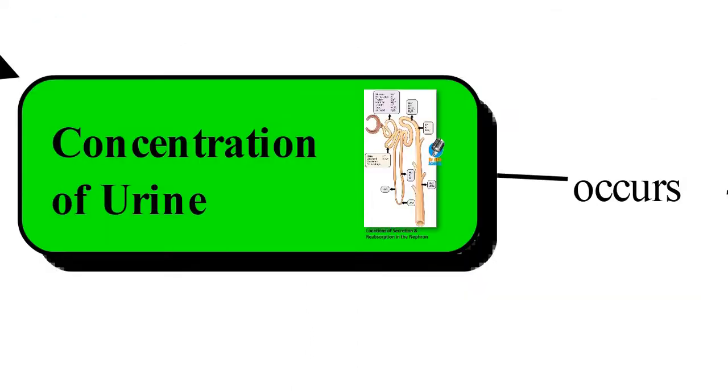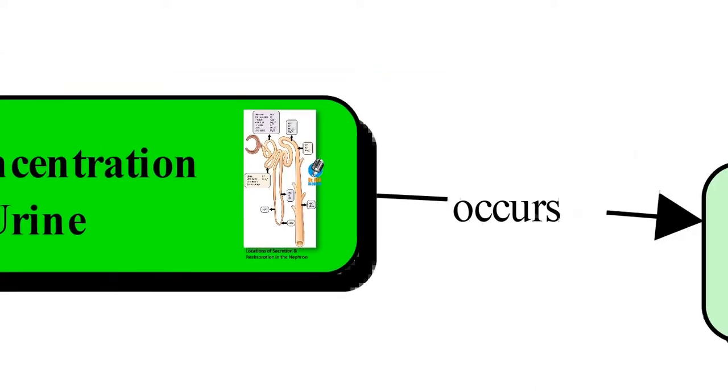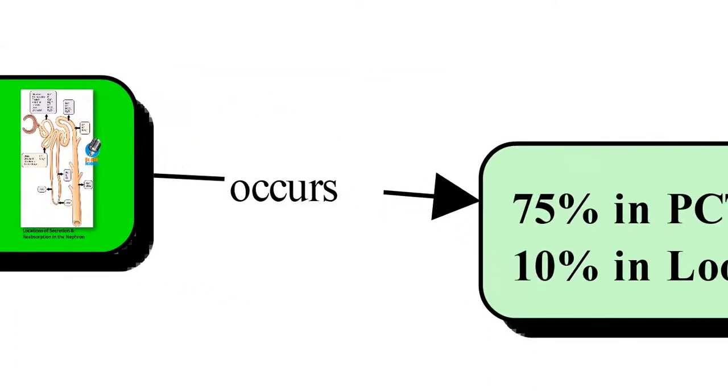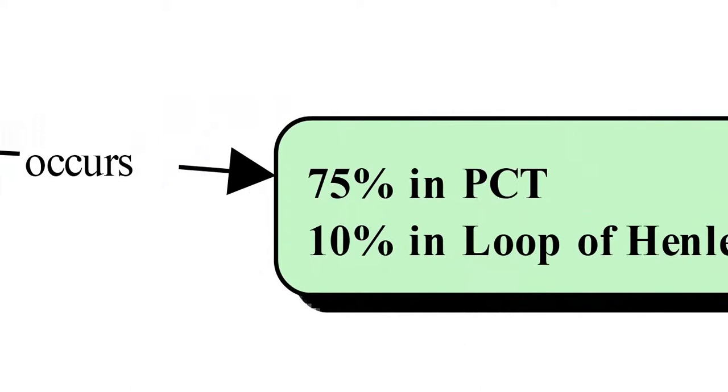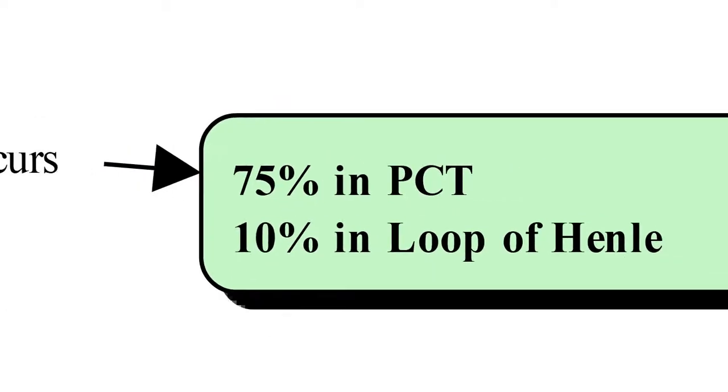And the final stage is the concentration of the urine. Usually it occurs all over the nephron. Concentration means taking out the water from the urine. So usually in the proximal convoluted tubule itself, 75% of the water is reabsorbed. So that means the urine is getting concentrated here, and 10% is concentrated in the case of the loop of Henle.